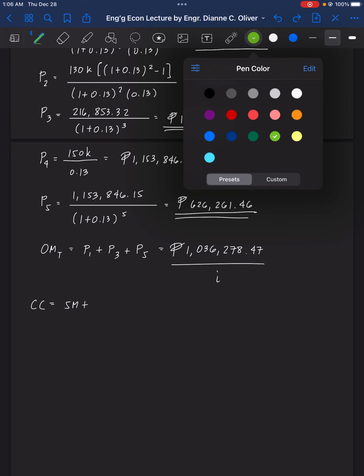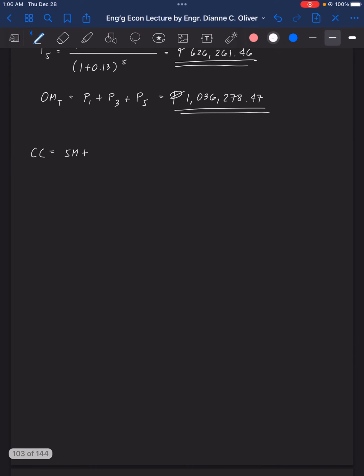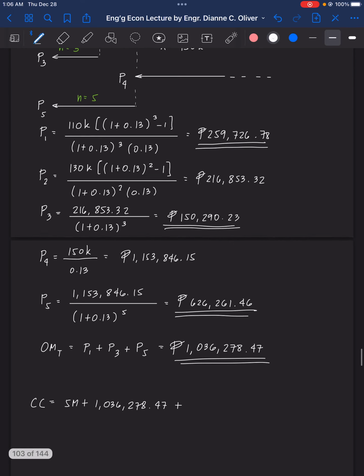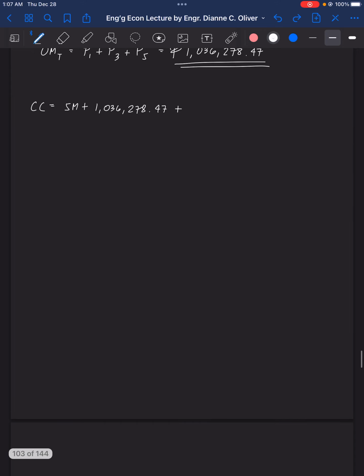There is no need to do perpetuity again because it's already solved. The operation and maintenance has already been solved, and this is the answer. So that's what we are going to put here in the formula. The OM is 1,036,278.47 plus the 2 RC, which is 100,000 and 500,000, which we will see every 12 years.